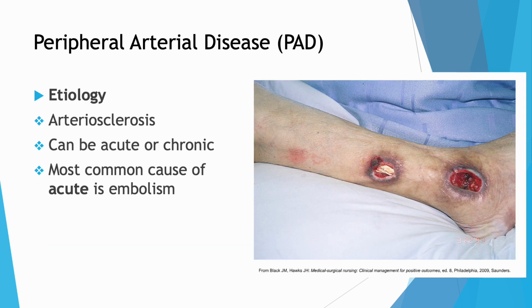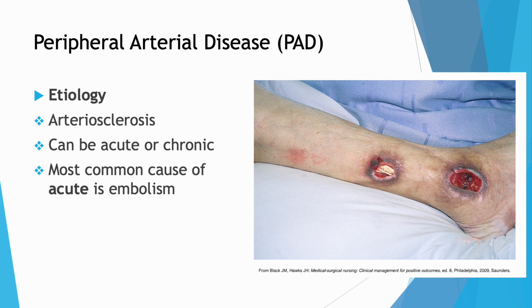All right, so it can be acute or chronic. Okay, so acute would be like somebody throws an embolism, okay, and it cuts off blood flow to a limb. And then chronic is like, people that are smokers can get chronic peripheral arterial disease.